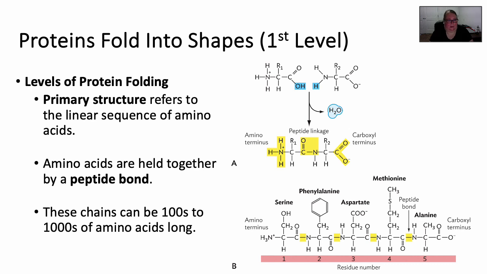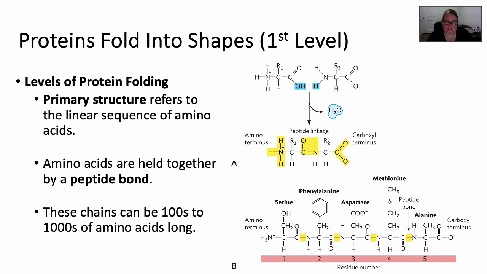Okay, the last thing we're going to talk about in this lecture are the 4 levels of protein structure. Okay, so how do proteins get their unique shapes? Proteins, when they're functional, are going to have a unique 3D shape. How do we get from a sequence of amino acids to this 3D shape? And that all has to do with our levels of structure.